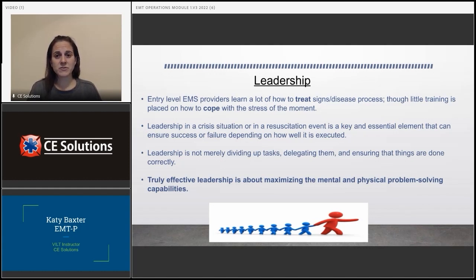There's a lot more to leadership than what we've already talked about. True effective leadership is about maximizing the mental and physical problem solving capabilities of everyone on scene. Something that can be very helpful on scene is, do you see something that I'm forgetting? Do you see something I don't see? What are your thoughts? Asking specific, does anyone have anything that they would think could help?